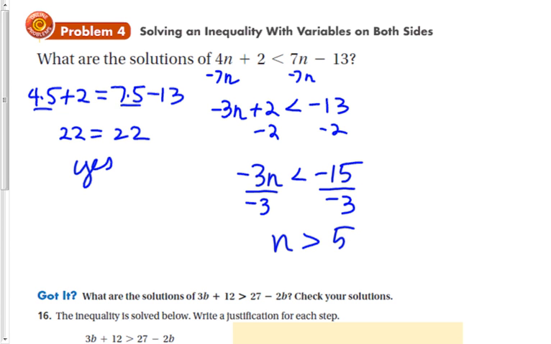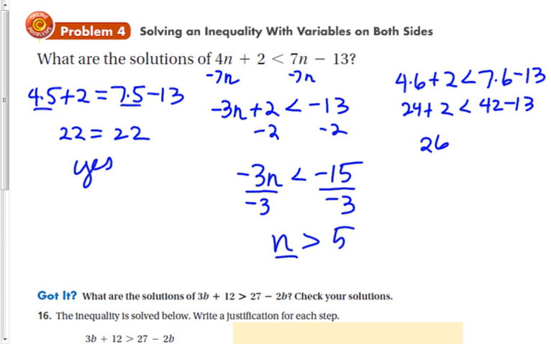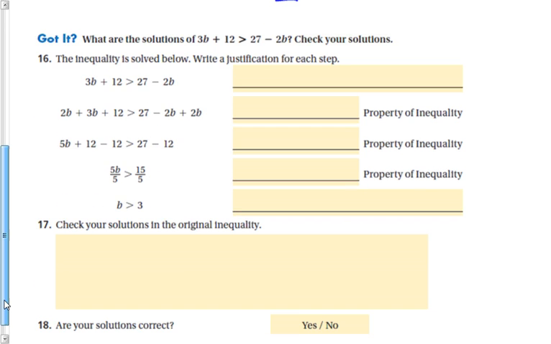Now, to make sure I have the right direction, I should choose a number greater than 5, like 6. So I'm going to do 4 times 6 plus 2, make sure that's less than 7 times 6 minus 13. That's 24 plus 2, which is 26. Is that less than 42 minus 13, which is 29? So that does check. So I'm pretty confident I got the right answer. Go ahead, you try that.